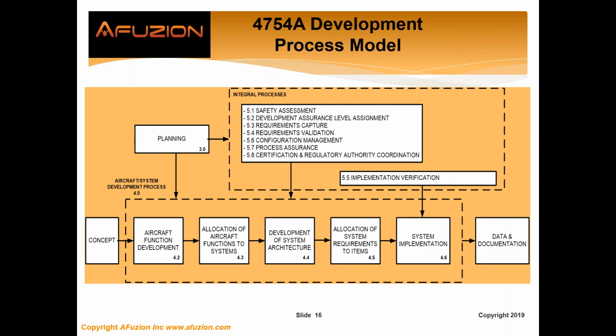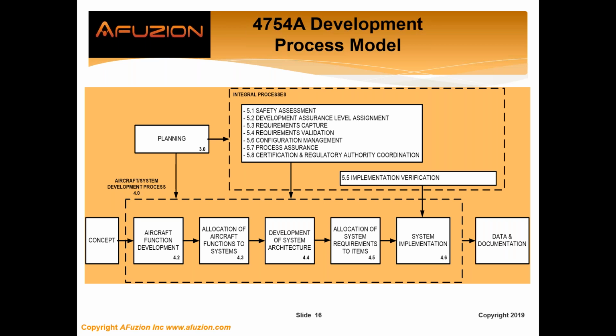Now, we begin with 4754. This is different than the traditional military projects. Military projects did not use 4754A 6 or 7 years ago, but in the last 3 or 4 years, starting in the USA, but now in Europe through European document ED 79A, we apply 4754A on military projects. Today at AFuzion, we see about 70 to 80% of our projects requiring 4754A. If your project doesn't require it, you should still look at 4754A on a military project. It's almost a certainty that it will in the future.